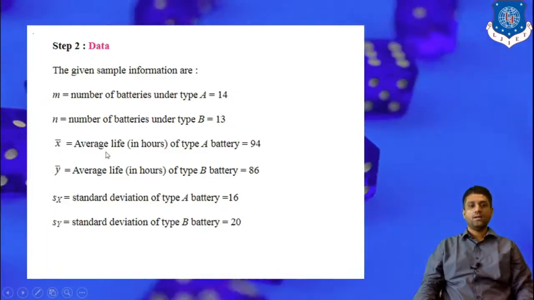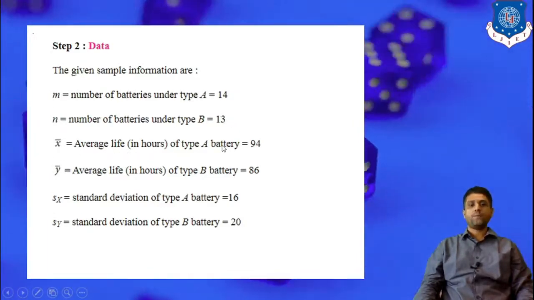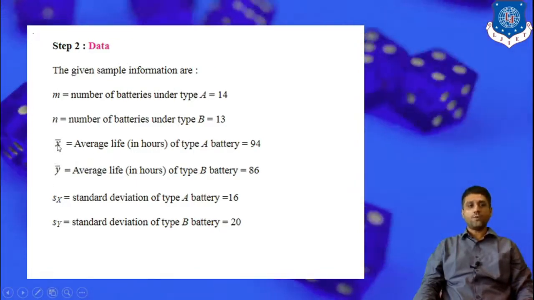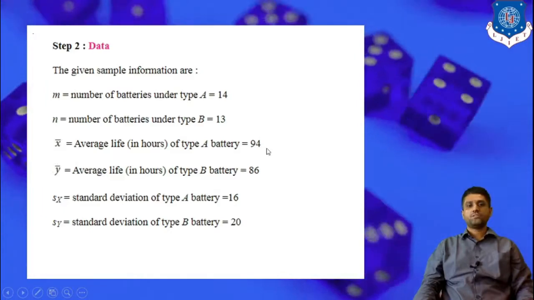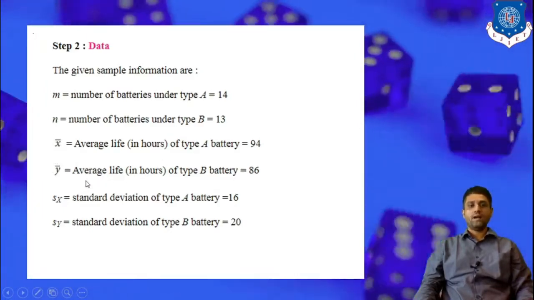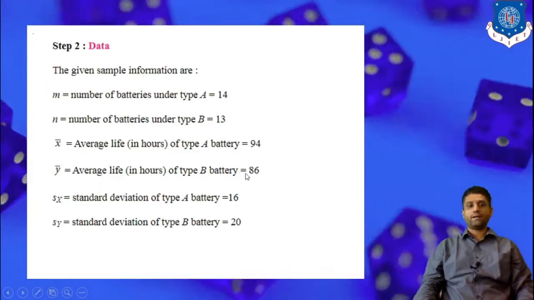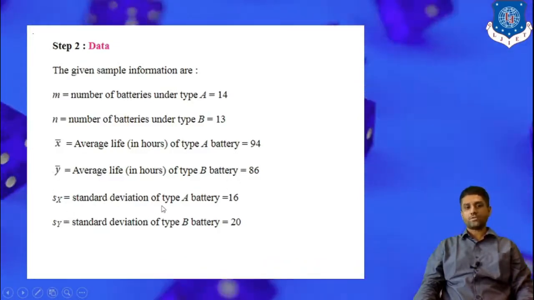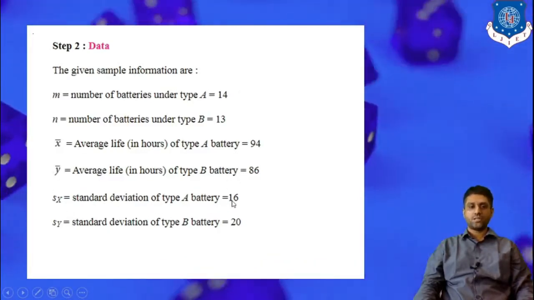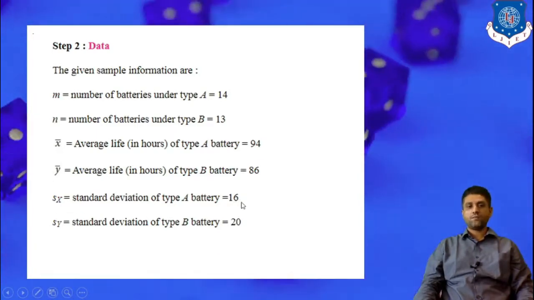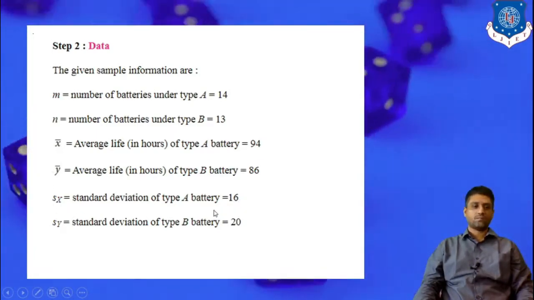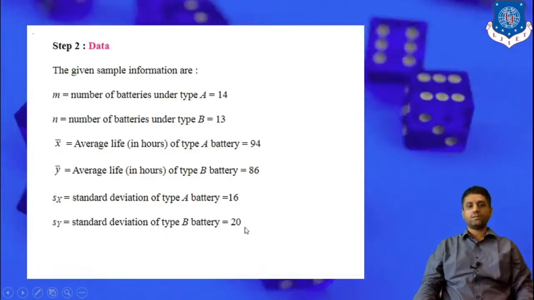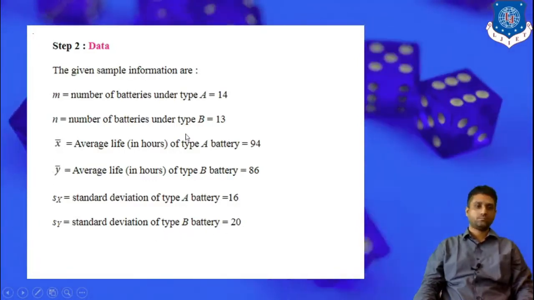Now X bar, that is the average life of type A battery, given in hours, is also defined in the question as 94. Similarly, the average life of type B battery is 86 hours. Sx, that is the standard deviation of type A battery, is 16, which is again given in the question. Similarly, the standard deviation of type B battery is given in the definition as 20.